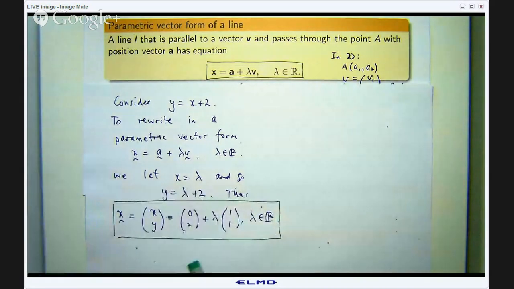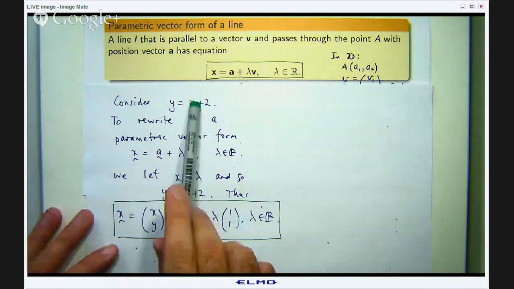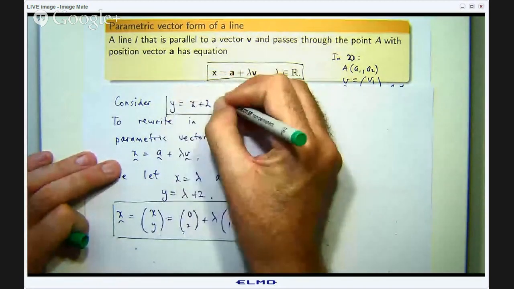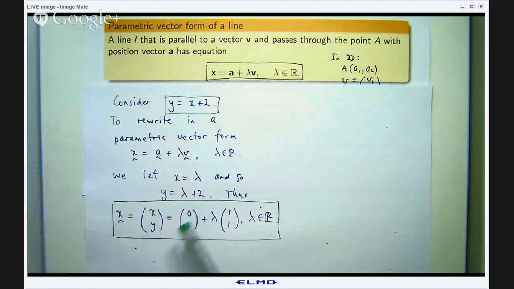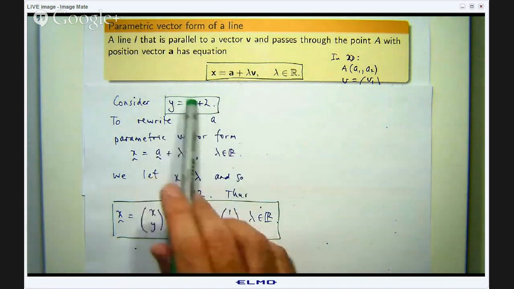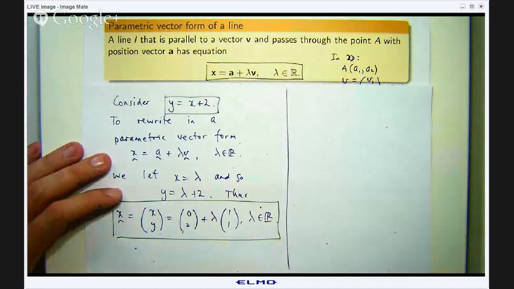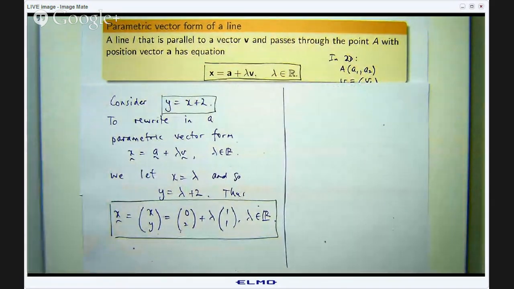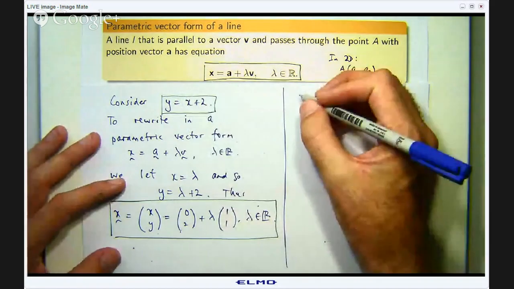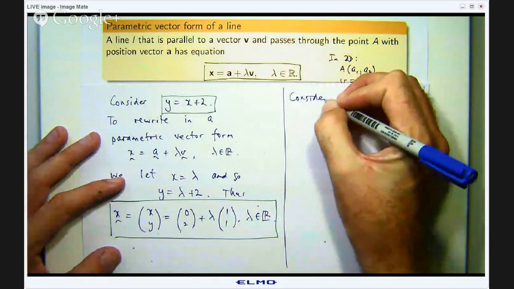Okay, so what does this say? This form says, again, that this line up here passes through the point (0, 2), which is just the y-intercept, and is parallel to the vector (1, 1). That essentially means that the line has slope 1 or gradient 1, which it does. Now, what happens if you wanted to go the other way? You start with a parametric vector form, and you want to go to the Cartesian, or the y equals mx plus c form. Let's discuss that quickly.